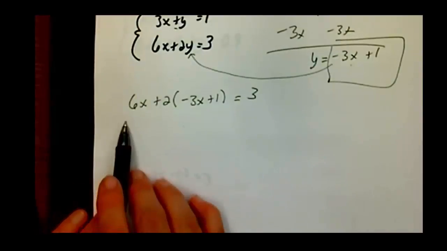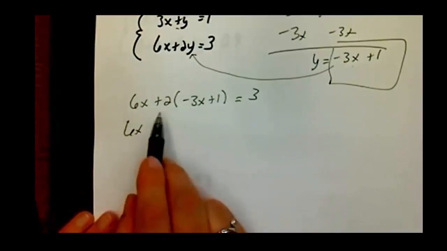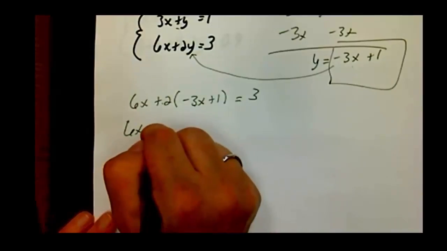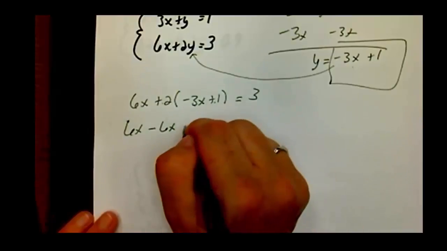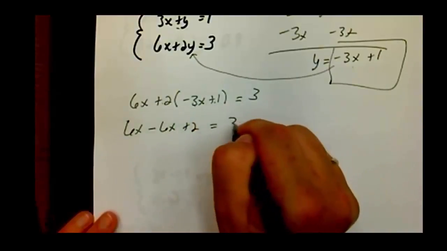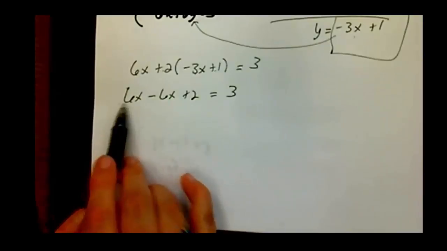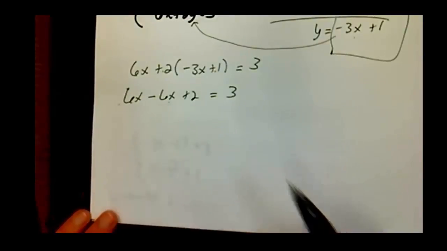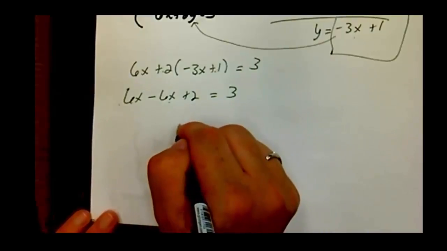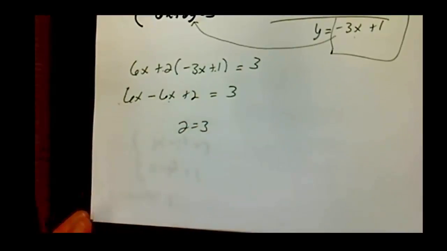Okay? So I get 6x. 2 times negative 3 is negative 6x. 2 times 1 is 2, equals 3. 6x minus 6x, what happens? They cancel each other out. So I end up with 2 is equal to 3.